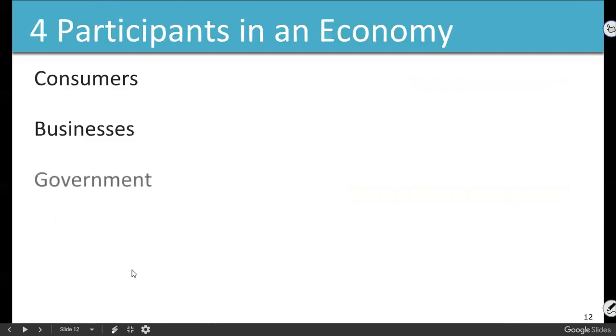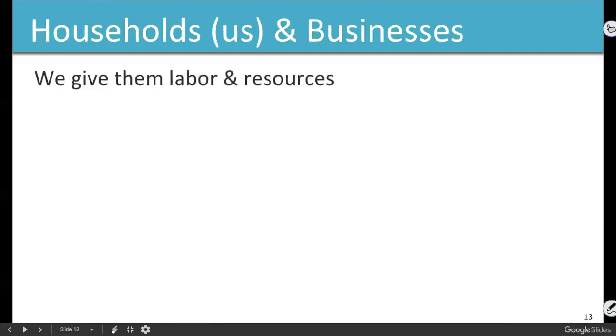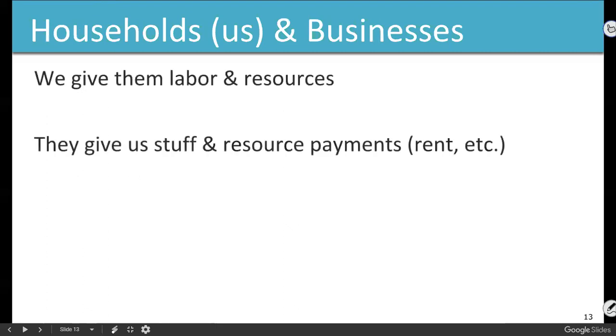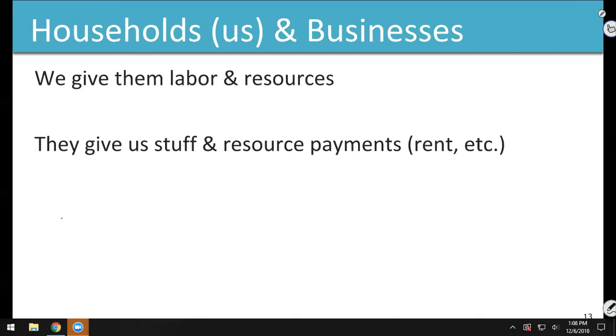Our four participants in the economy are you and me, the businesses we own, the government that we are proud members of because we're we the people, and foreigners. Just everybody in the United States, everything we do in the United States, and then all the non-United States people. For us and businesses, we give them our time, our labor, and our resources. They give us stuff and resources like rent.